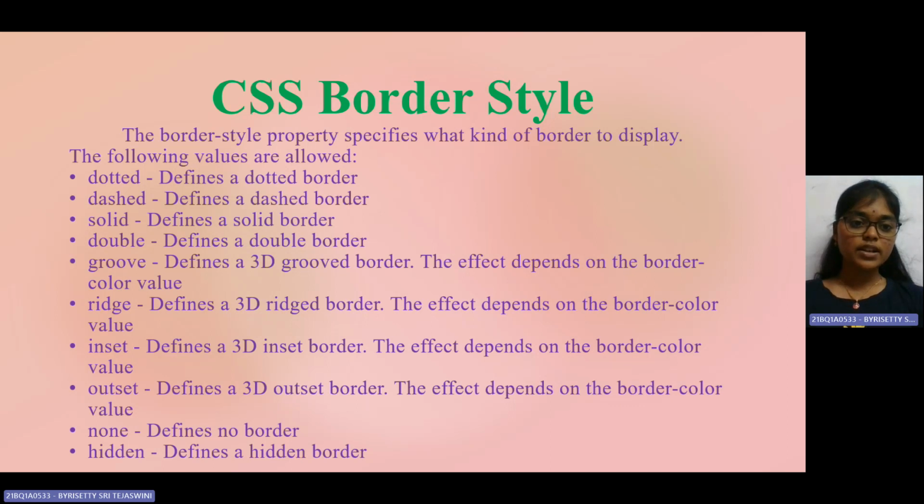Next, ridge defines a 3D ridge border, and inset defines a 3D inset border. The inset is the border which can be seen only inside, and for outset the outside border will be seen. None, there is no border. Hidden defines a hidden border. So these are the border styles. Let us see them.